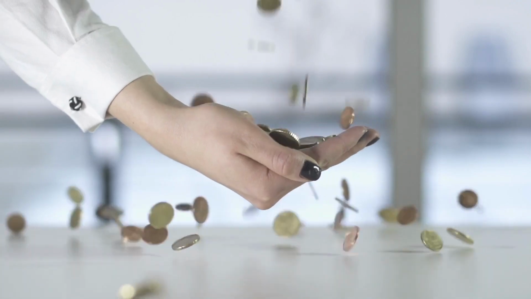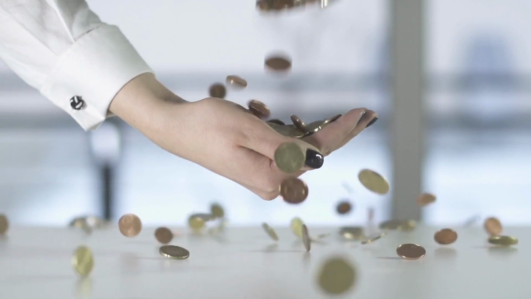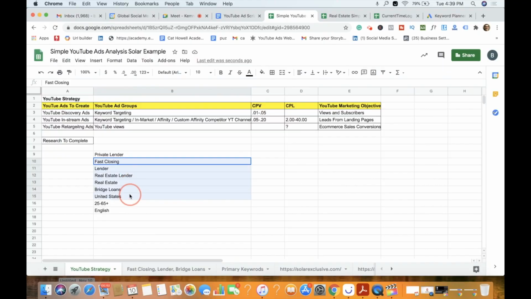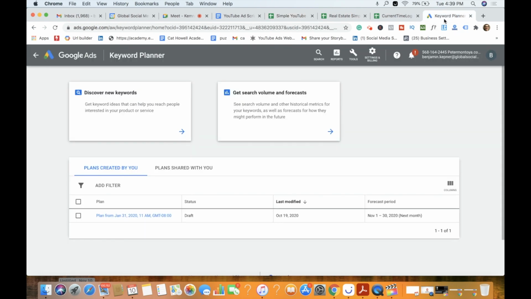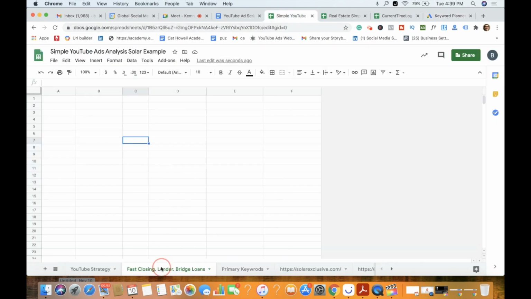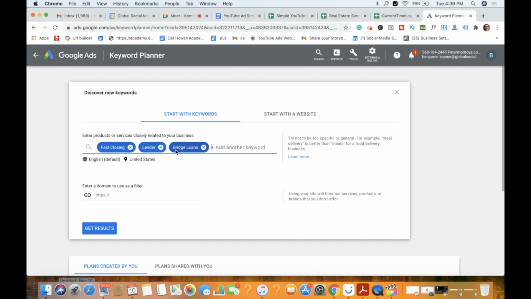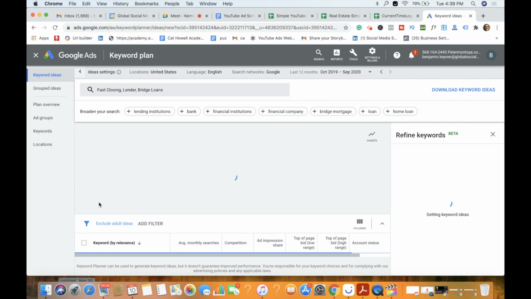We've started with a real estate loan officer lender that's offering primarily these main words you're using to describe them. You're serving the United States, and we're going through the keyword research. To do that in Google Ads, under tools, we type in the keywords that we want to use. The ones I got are fast closing lender and bridge loans to start. So I would plug those into the keywords and get results.